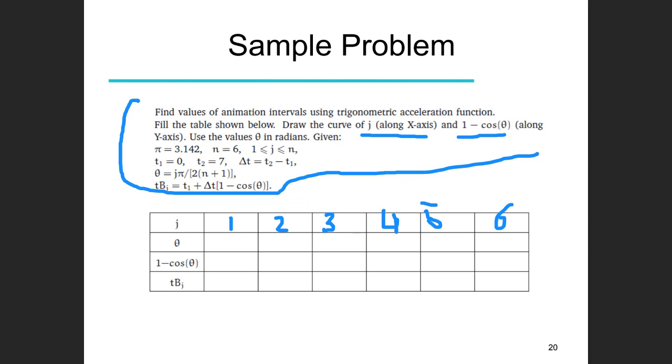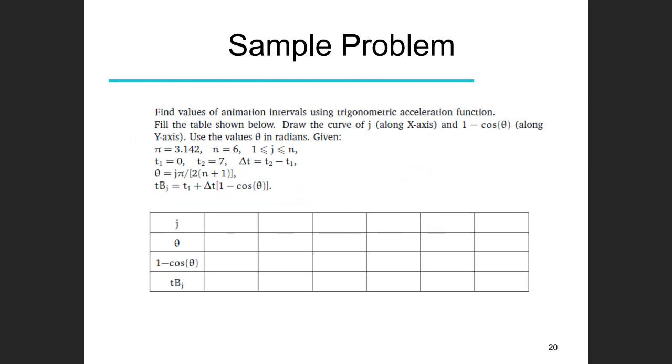Then you have to compute the theta. By which equation? The one given here. You have to compute the theta every time, for every value of j, by using this equation. Once you compute the theta, then you can compute 1 minus cosine theta, because 1 minus cosine theta uses the theta. So first you compute the theta, then you compute 1 minus cosine theta for each of these indexes. Then finally you can use tbj, which requires 1 minus cosine theta, t1 and delta t. Then you can compute this thing.